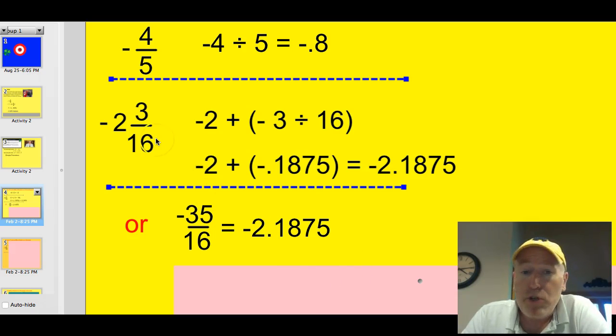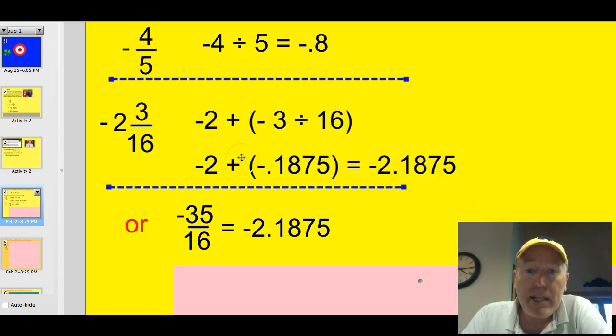Now, if you really wanted to, let's say you didn't have a calculator, you could flip this guy here into an improper fraction. Negative 2 times 16 is a 32, plus 3 is negative 35/16, and pop it into your calculator that way as well. You're going to get the same answer. Either way is fine with me.